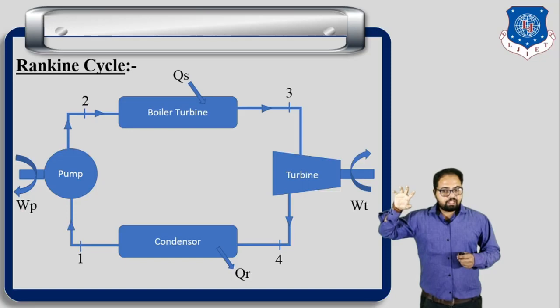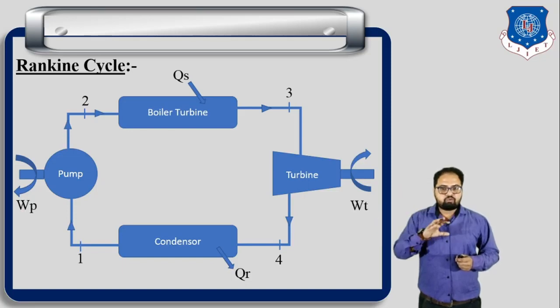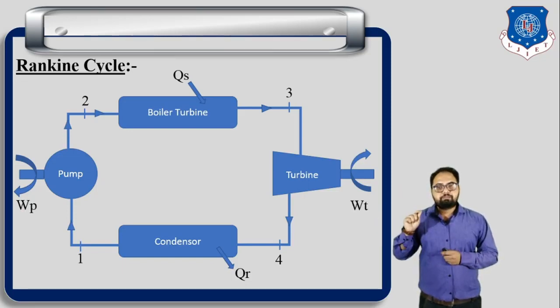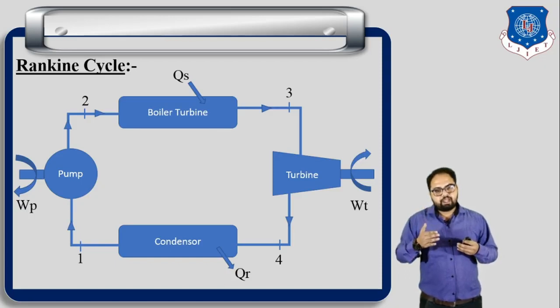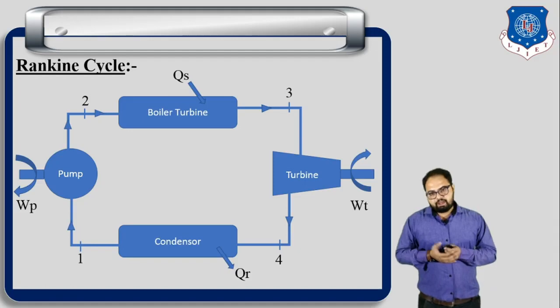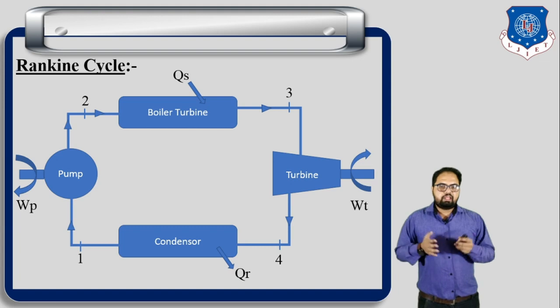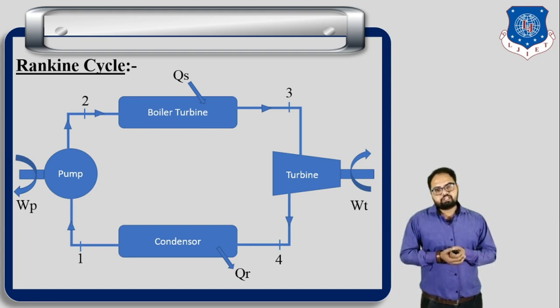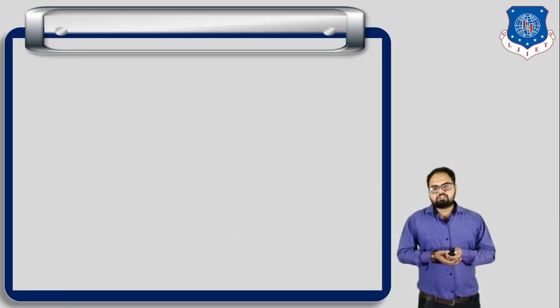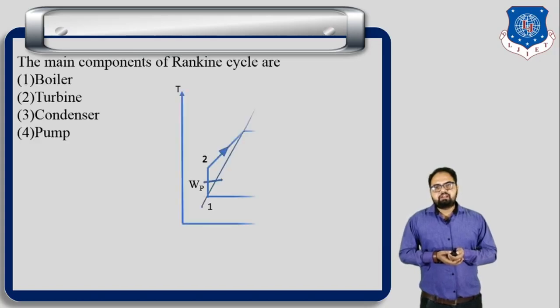In the boiler, the conversion of water into steam takes place at constant pressure. Okay. After that conversion, that steam enters the turbine. In the turbine, that steam produces mechanical work and comes out through the exhaust of the turbine, and that steam enters the condenser. In the condenser, rejection of the heat takes place. Okay. So this is the operation of the Rankine cycle.